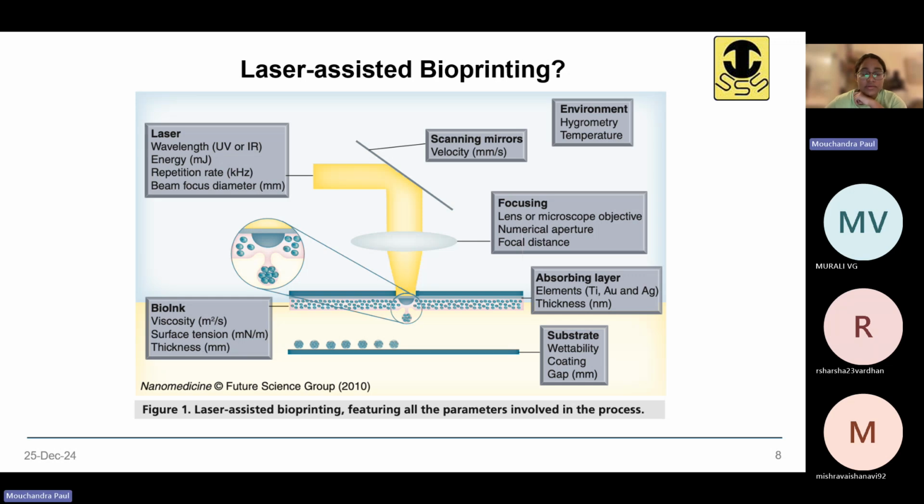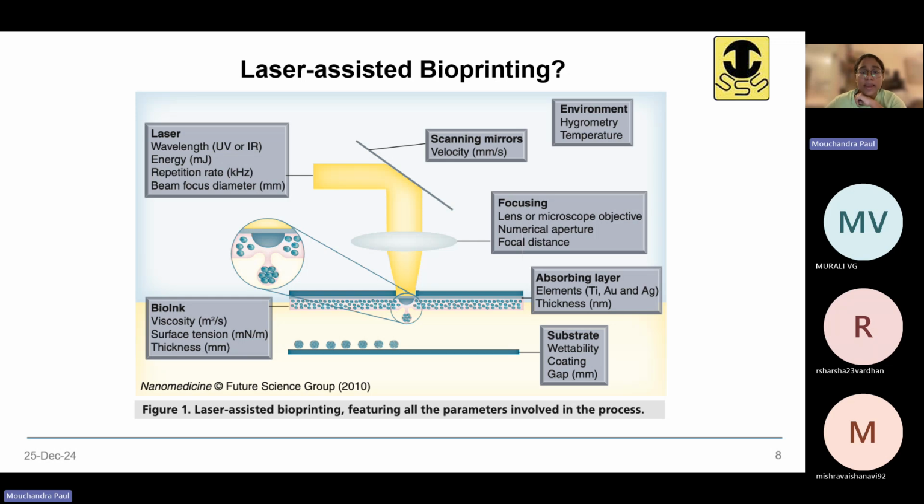Then the substrate properties can also affect the morphology of the droplets. Properties like the wettability, how hydrophobic or hydrophilic it is. If there is some coating, then how that coating can make the substrate soft. So when the droplets land on the substrate, it will get a cushioning. So there is less chance for the droplet to disintegrate or splash on the substrate.